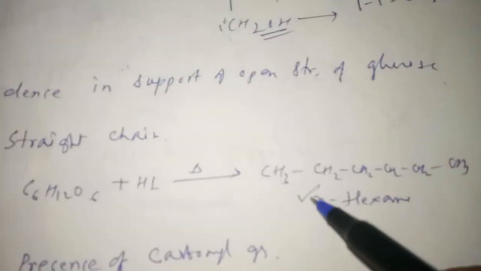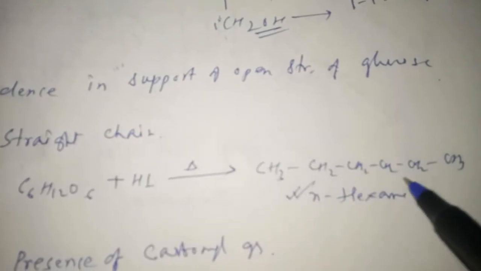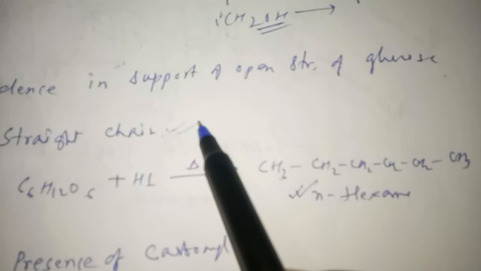Now, the evidence in support of the Baeyer structure, the open chain structure of glucose. First of all, the straight chain. Glucose on prolonged heating with HI, hydrogen iodide, gives n-hexane. Since it gives an open chain 6-membered carbon chain, glucose contains a straight chain.